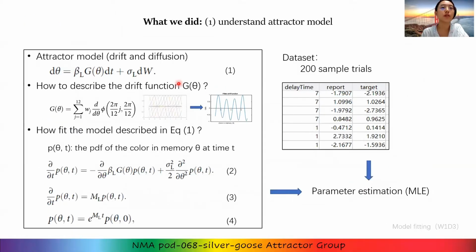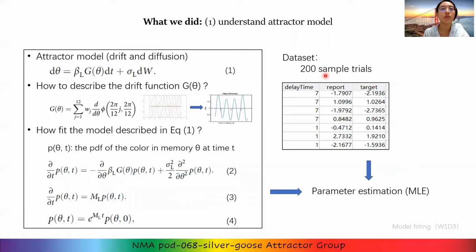And actually, we spent a long time on understanding this attractor model with drift and diffusion part and how to implement it in MATLAB. First, we need to describe their drift function. We used the weighted sum of 12 basis functions to obtain their g theta, and then we rewrote the equation 1 in a Fokker-Planck equation form. After discretization, the change of p theta t over a given time point dt can be described by the Markov transition matrix, and then we could obtain their p theta t from their p theta 0.